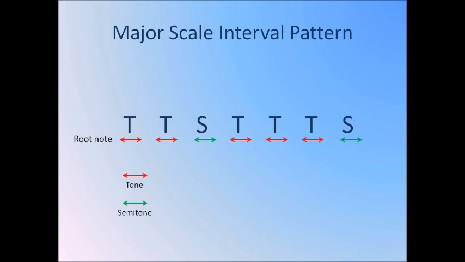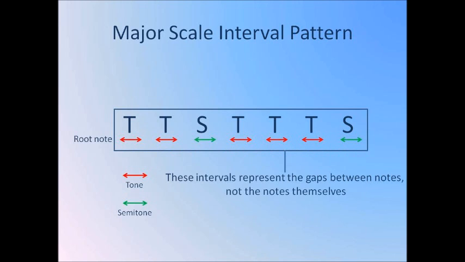If we analyse how the scale is constructed in terms of intervals, an interval being the distance between any two notes, we can see that the stepwise order of tones and semitones is as follows: tone, tone, semitone, tone, tone, tone, semitone. This is basically the formula for constructing the major scale, and no matter what note you start on, if you strictly follow this formula, ordering consecutive notes using this series of tones and semitones, you will always end up with the major scale.